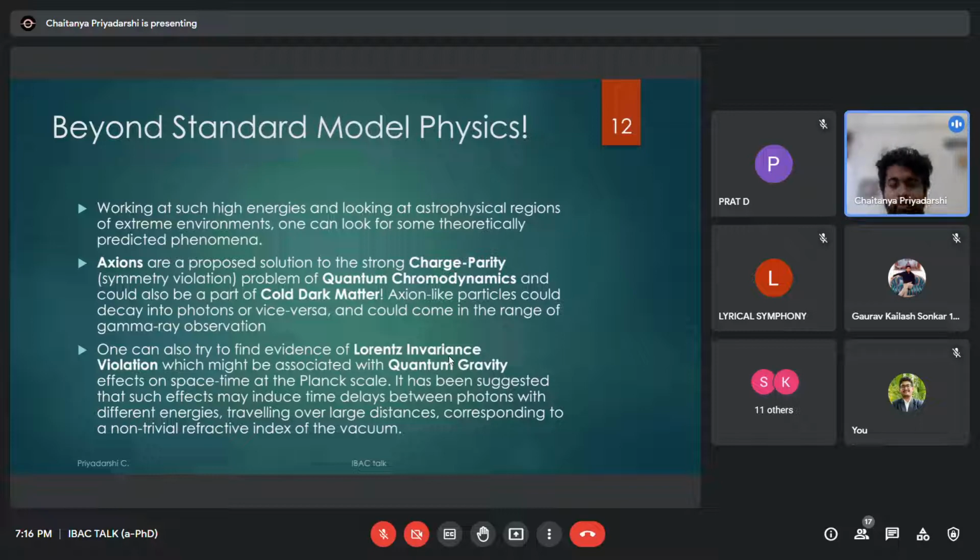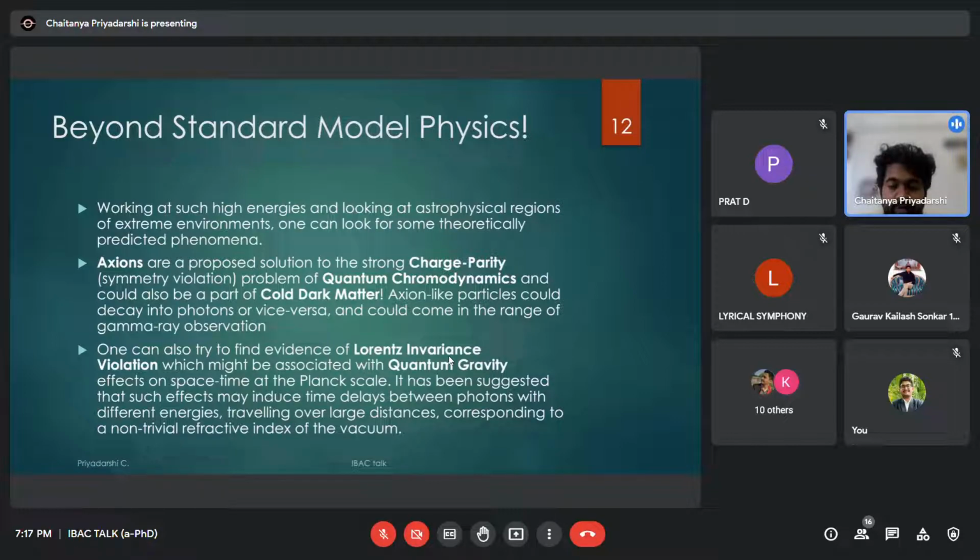That's one way of looking at it. The other way is if we try to talk about quantum gravity, it has been suggested that such quantum gravity effects may induce time delays between photons with different energies but traveling over large distances. So when they interact, there's a time delay between these two photons or more photons, which will correspond to some non-trivial refractive index of the vacuum.